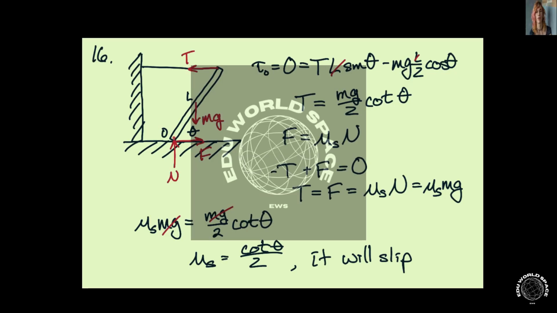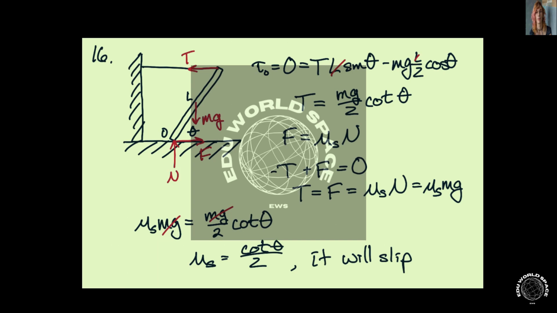We're asked to analyze this beam that has a cable attached to one end of it, attached to a wall. It's inclined here and then it rests on the ground. Forces acting on the beam are a normal force from the ground and a friction force from the ground, the weight of the beam, and the tension in this cable.